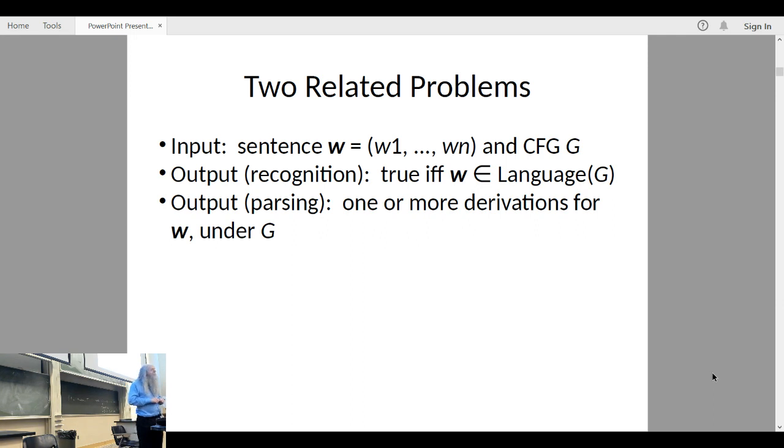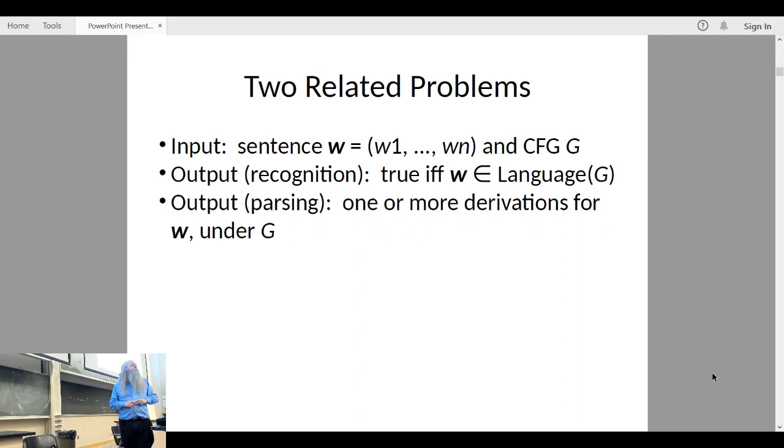And we want to know if it's in that language, okay? It's sort of what we have the grammar for. We want to know whether it's in that language. In parsing, what we'd like to know is one or more derivations of W. Derivations are, show me your working. Basically, which rules were used and when, and what were the expansions.